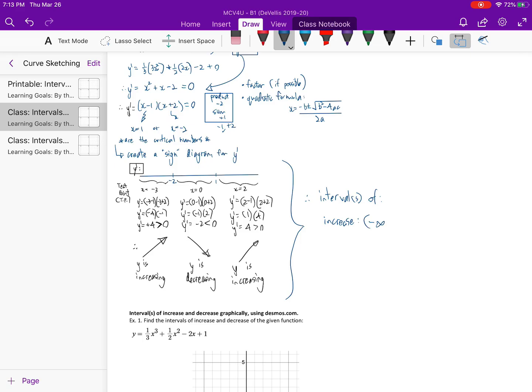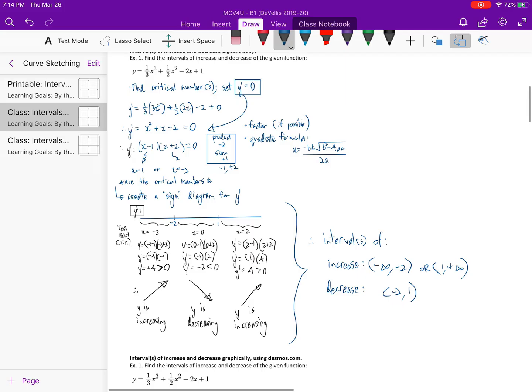And increase goes from negative infinity all the way to negative 2, or the other region that it could be increasing is from positive 1 to positive infinity. Interval of decrease is sandwiched in between there, isn't it? From negative 2 to positive 1. So there's your conclusion. And it's based on the first derivative.